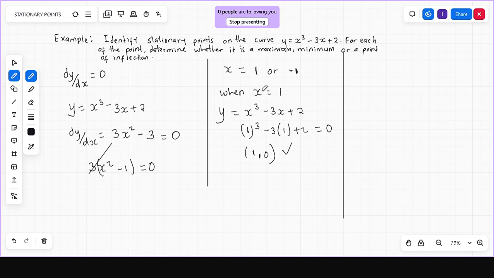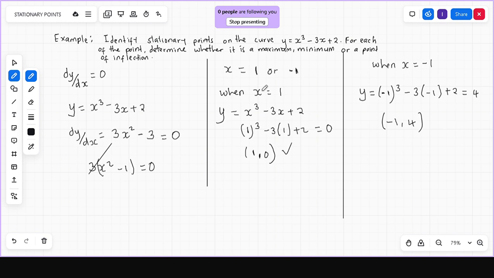Now the second stationary point, the two values of x were either 1 or negative 1. So we say again, when x equal to negative 1, the corresponding value of y is equal to x cubed. So that becomes negative 1 into bracket cubed minus 3 into bracket negative 1 plus 2. So this gives you the value of y to be equal to 4. So the stationary point we have is negative 1 comma 4. So we got two stationary points, this one 1 comma 0 and negative 1 comma 4.